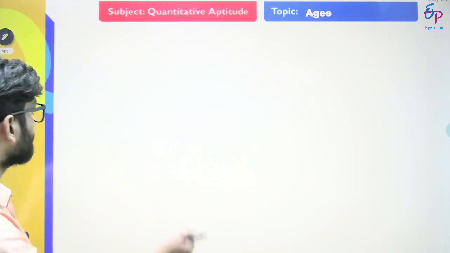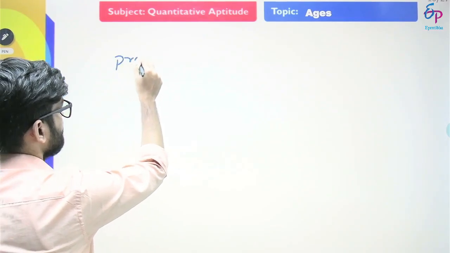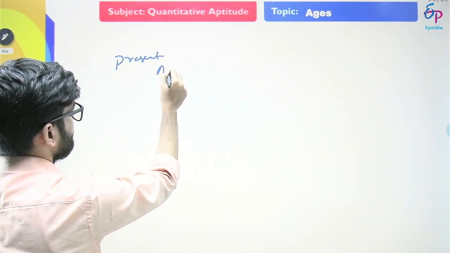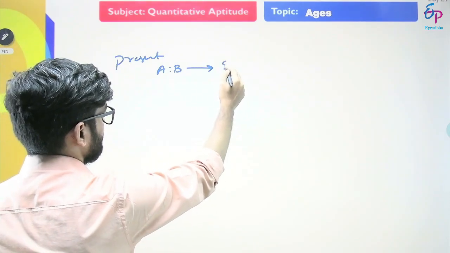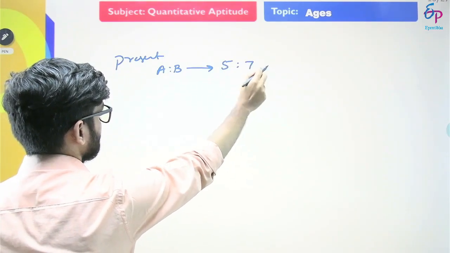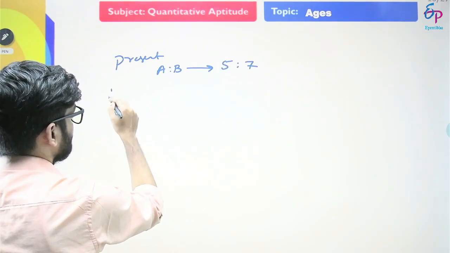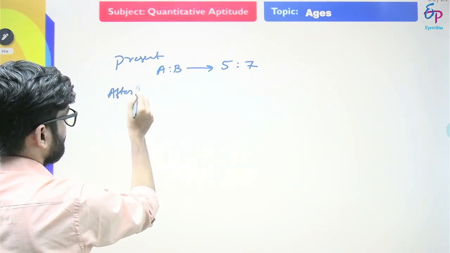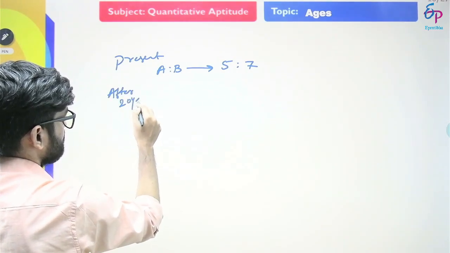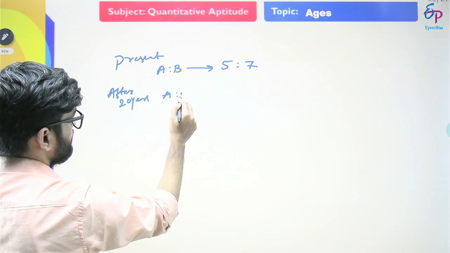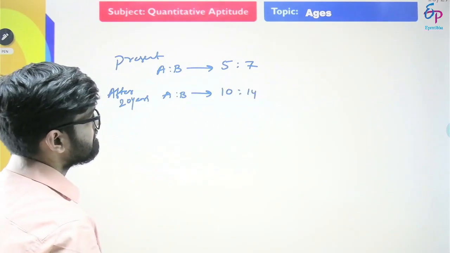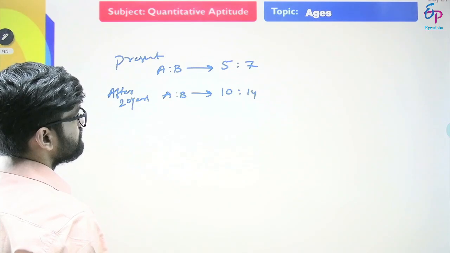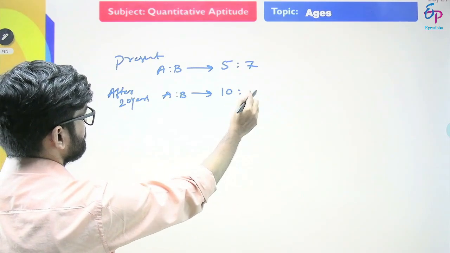Now let's see one more. Present ratio, A is to B, let's say 5 is to 7. Now after 20 years, the A is to B ratio has become 10 is to 14, not 10 is to 14, 10 is to 12.